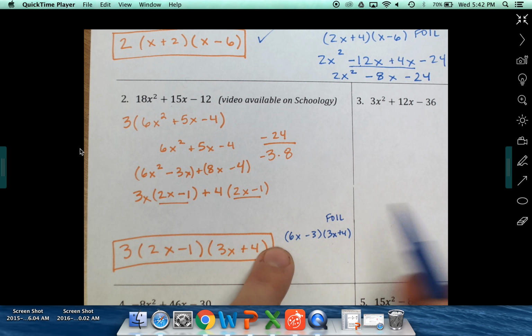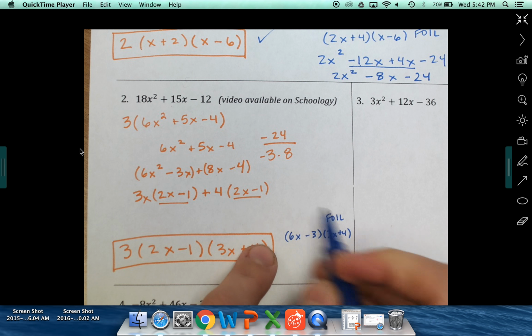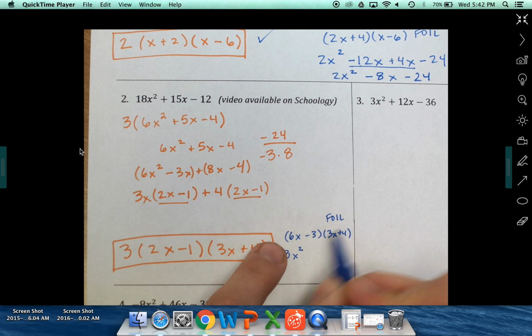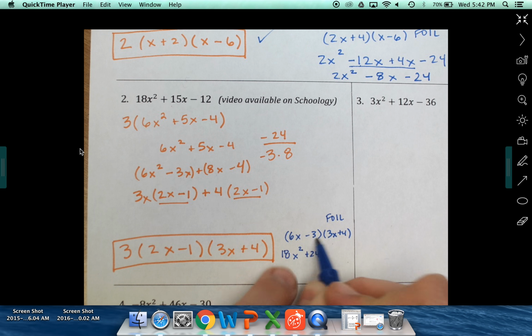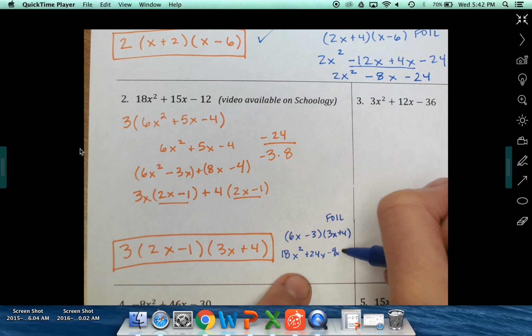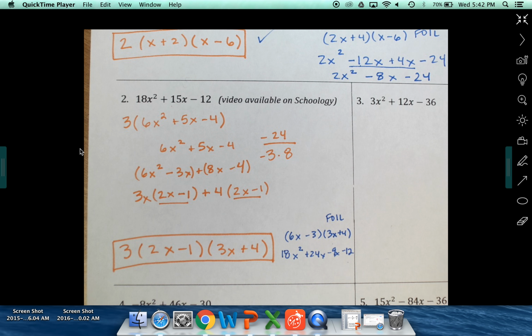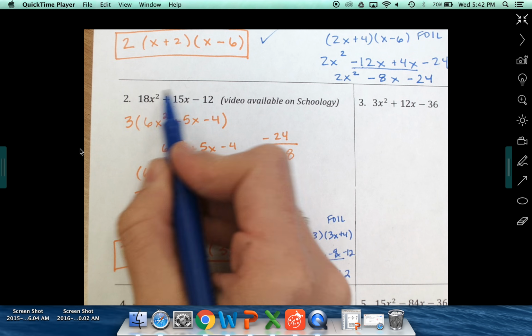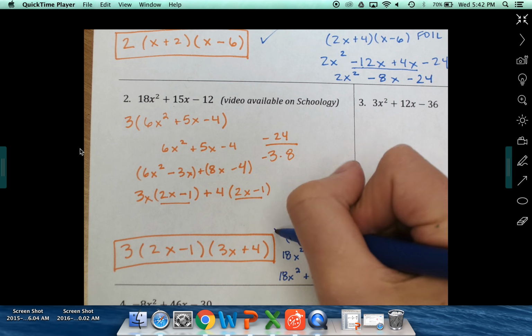I can FOIL my first terms. 6 times 3, 18, x and x is x squared. Outside is 24x. My inside, negative 9x. And then my last two terms are minus 12. I can combine these two. 18x squared, 24x's minus 9x's would leave me with 15x's and then my minus 12. Okay, notice this matches the original expression, so my answer is good.